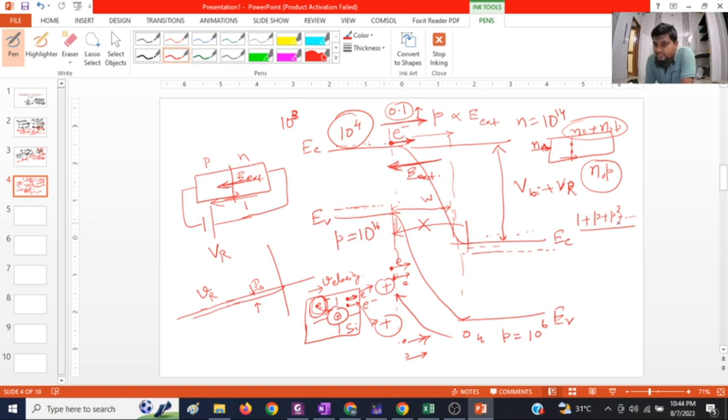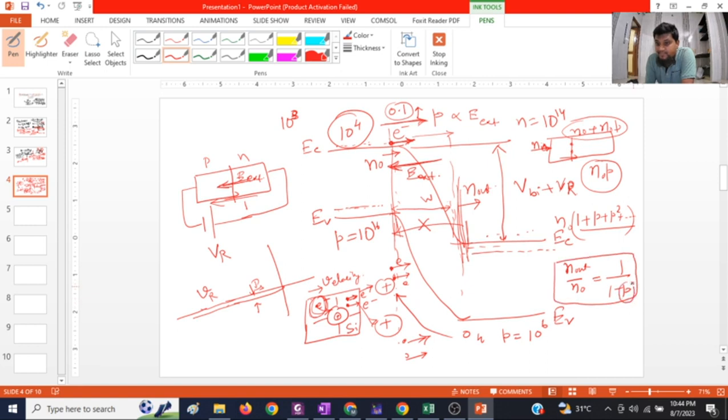If W is quite large, then you can make it a geometric series, and the ratio of n out that you will receive over here in the N region, with the assumption that n naught was injected this side, n out divided by n naught, will be equal to the sum of the geometric series, 1 by 1 minus p, right?